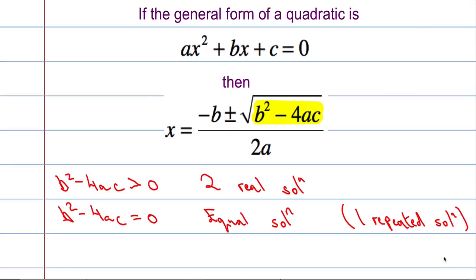And then the third and final way it could happen is b squared minus 4ac could be less than 0. And if that happens, then we're going to end up with a negative number underneath a square root sign, which means that there are no real solutions.